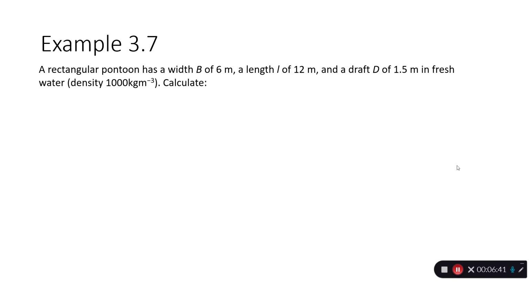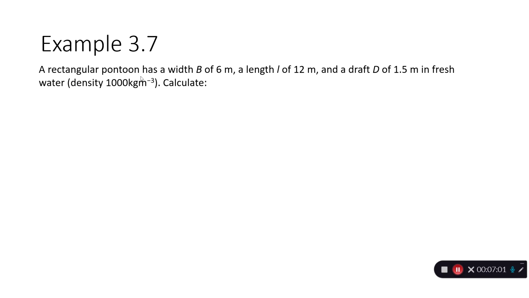So that's basically it for buoyancy. We can go through this question. A rectangular pontoon has a width of 6, a length of 12, and a draft of 1.5. Remember, draft is the part underwater. In fresh water. Fresh water is just water with a density of 1000.